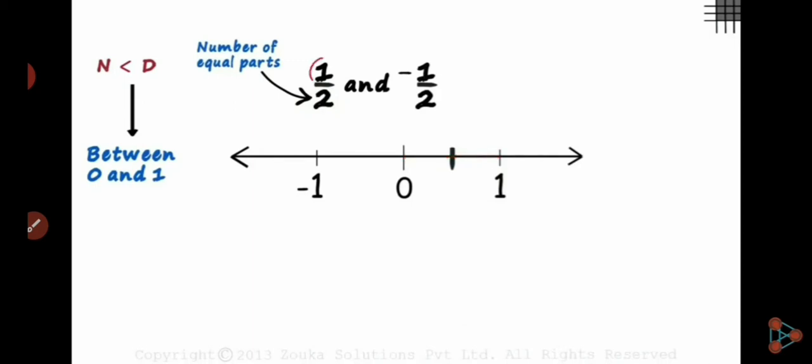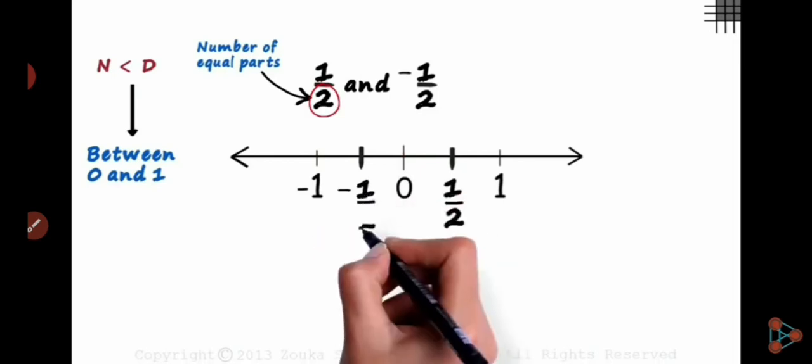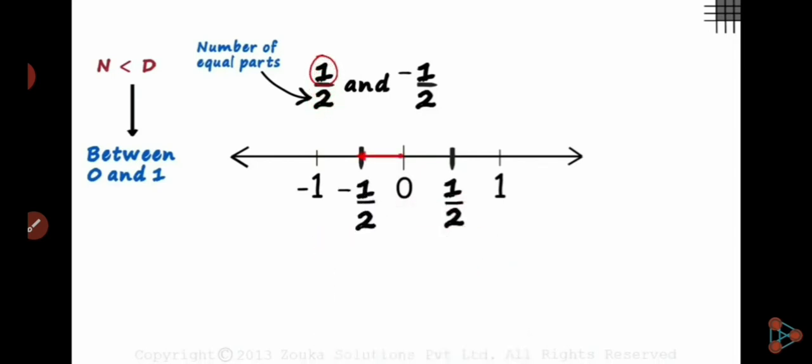But what does the numerator tell us? It tells us the number of parts starting from 0. The numerator is 1, and therefore we take one part from 0 and mark 1 by 2 here. We can use the same procedure to mark minus 1 by 2 on the left side of 0. Divide it into 2 parts and mark minus 1 by 2 one part away from 0. Just as integers had corresponding values, rational numbers too have corresponding values. In our example, minus 1 by 2 corresponds to 1 by 2.